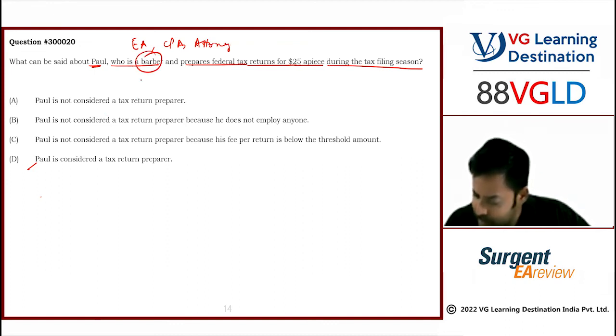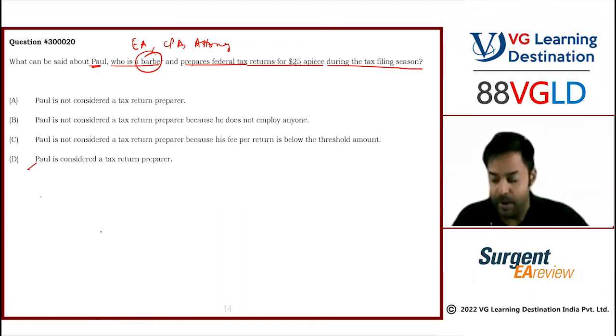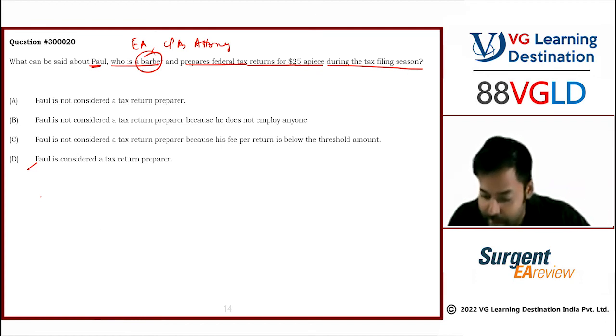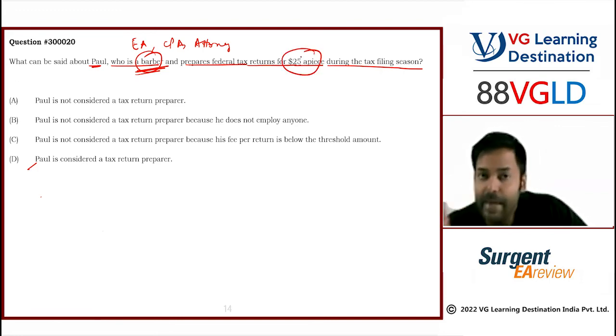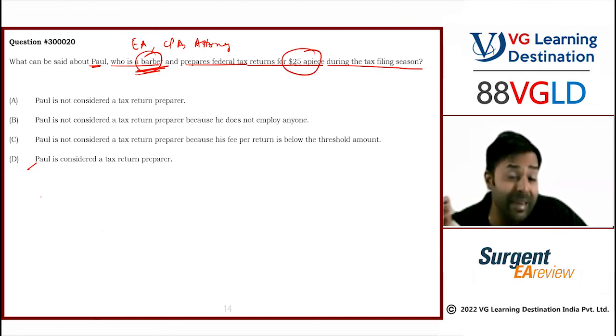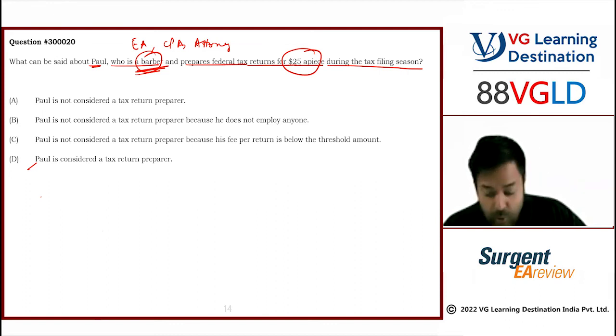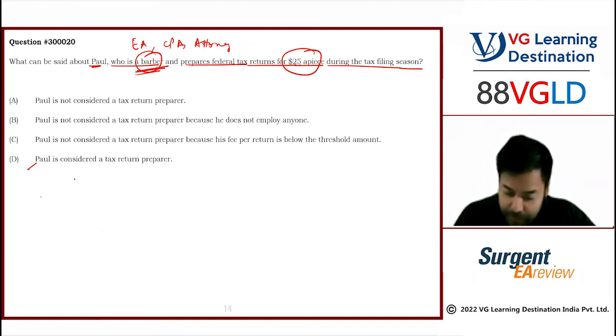Can he still be? Correct. It does not matter. We have done this. They have specifically given you this just to confuse you in this case. As long as it is a paid tax return preparer, it's good to go. Absolutely. D is the answer. Paul is considered to be a tax return preparer. Good.